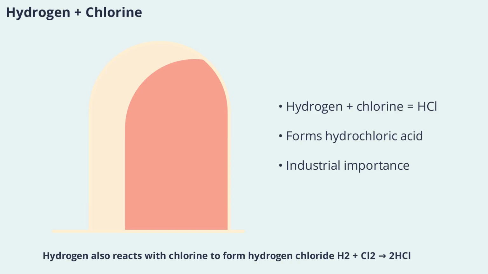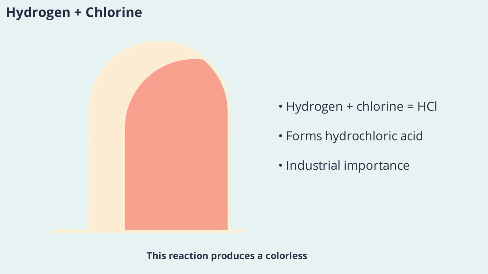Hydrogen also reacts with chlorine to form hydrogen chloride. H2 + Cl2 → 2HCl. This reaction produces a colorless, pungent gas that dissolves in water to make hydrochloric acid. Hydrochloric acid is widely used in industry and laboratories. The reaction is another example of hydrogen's reactivity and usefulness.